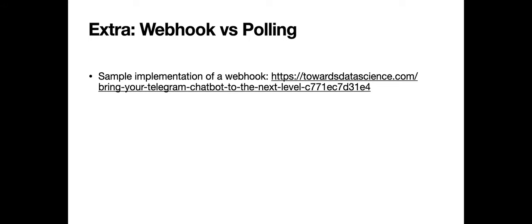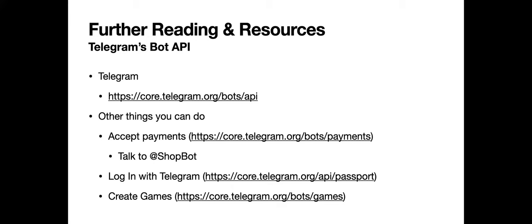Yeah. So let's start to wrap up. Beyond the stuff we've done today, the Telegram bot API is very, very powerful. The API itself is accessible at this URL, telegram.org/bot/API. And this request response and alert thing is just the tip of the iceberg. There's a whole bunch of things you can do with the Telegram API. You can accept payments via Telegram. You can log in with Telegram and use it as a means of authenticating users. You can create games and so many other things.